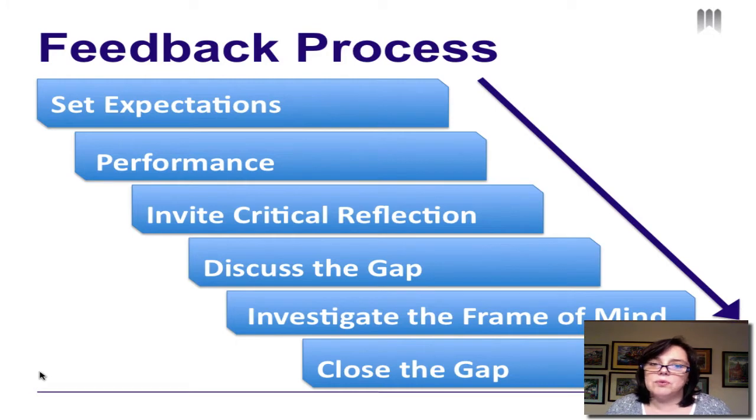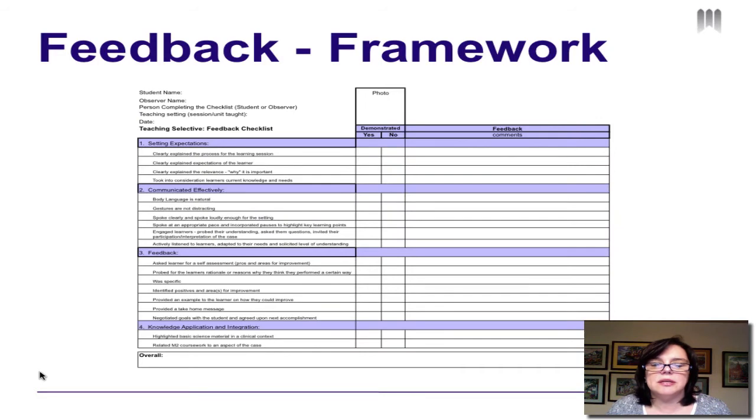The process for doing this is setting expectations, having the students perform and observing them, inviting their own clinical reflection on how they performed, discussing an identified gap in their performance, asking them what their frame of mind is pertaining to their performance, so how well did they think they did, and then closing that loop by coming to an agreement with the student on a plan for the next step, what they're going to do next.